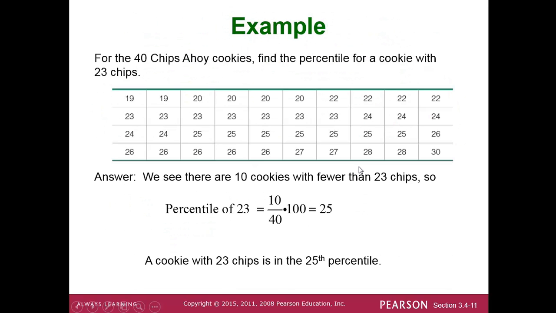So for example, if we look at our chocolate chip cookie data again, and we wanted to find the percentile for a cookie that had 23 chips, we would see that when we go to 23, there are 10 cookies with fewer than 23 chips. So 10 divided by 40 multiplied by 100 gives us 25%. A cookie with 23 chips is marking the 25th percentile, or about a quarter of the way through the data set.